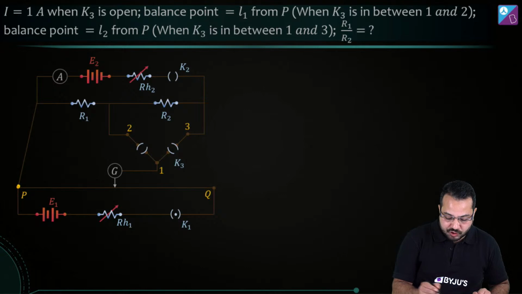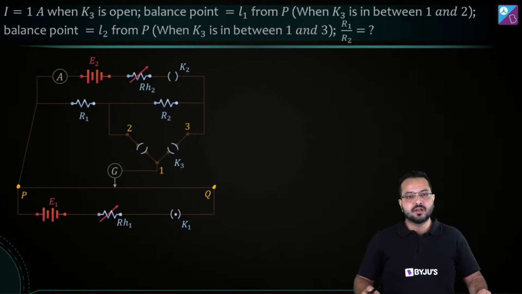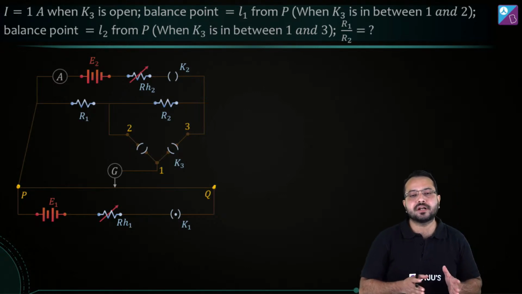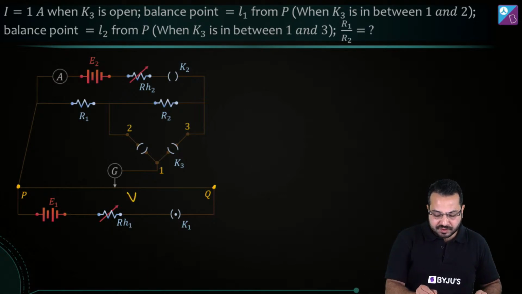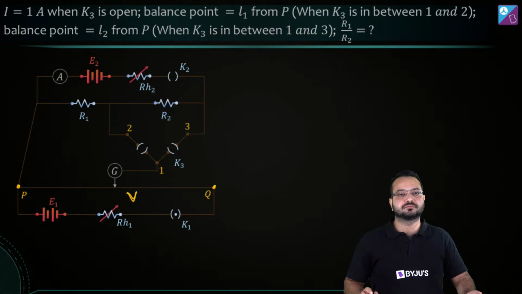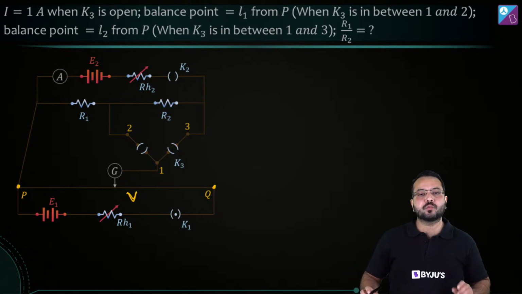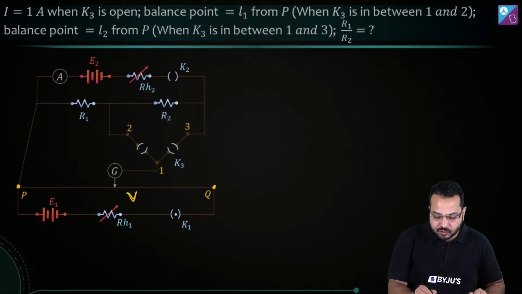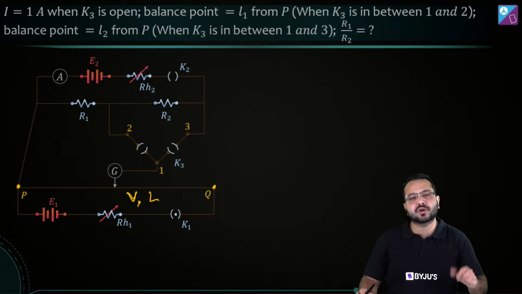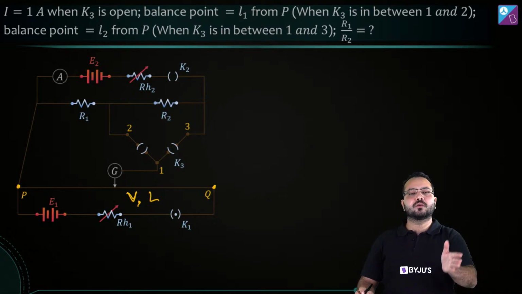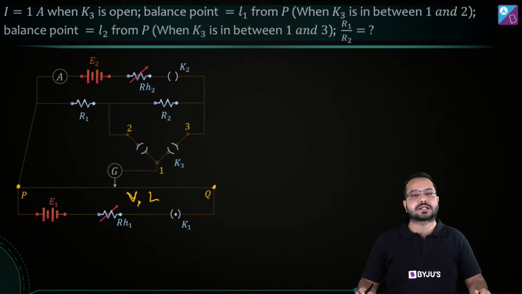So this is the potentiometer wire PQ. Now when we calibrate this potentiometer, what we basically do is find the potential drop from P to Q, which is V, and we also know the length of the wire. So we define something called the potential gradient. What is potential gradient? Per unit length, what is the potential drop? That is called the potential gradient.